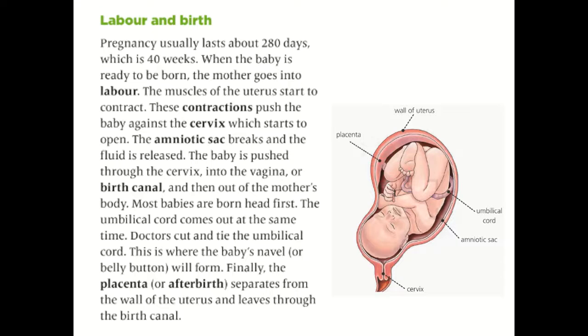The baby is pushed through the cervix into the vagina or birth canal and then out of the mother's body. Most babies are born head first. The umbilical cord comes out at the same time. Doctors cut and tie the umbilical cord. This is where the baby's navel or belly button will form. Finally, the placenta or afterbirth separates from the wall of the uterus and leaves through the birth canal.